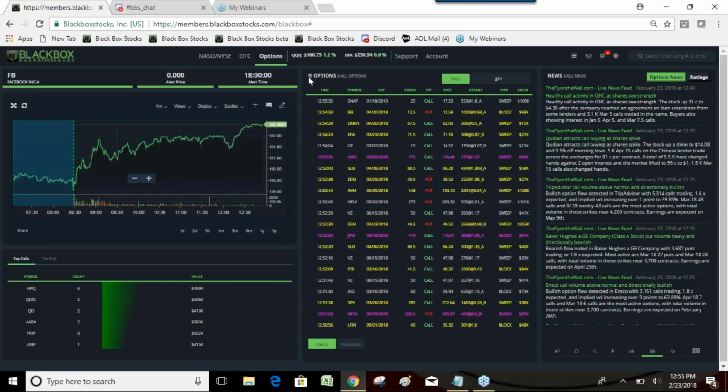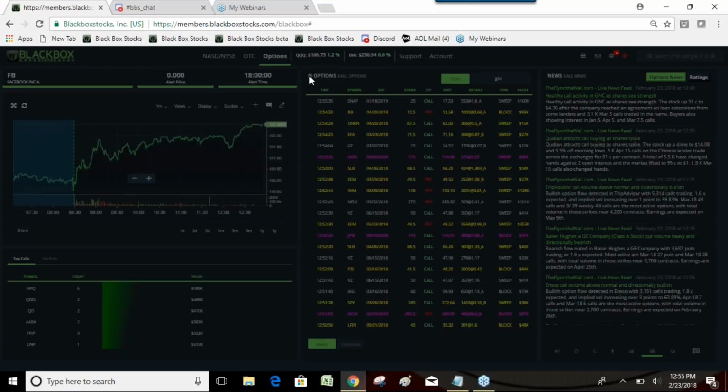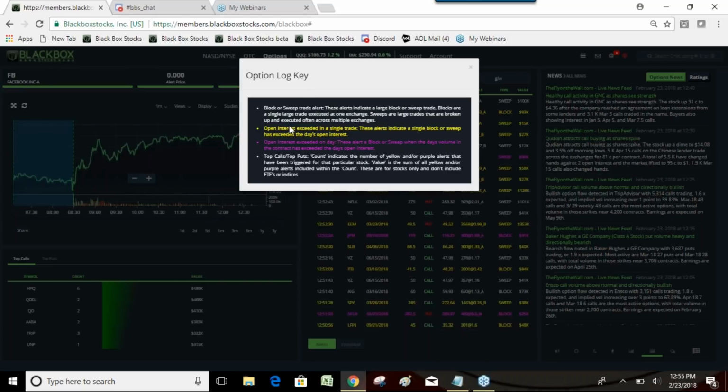Let me show you what these mean. Click the question mark. It tells you what blocks and sweeps are, what the yellow means, what the purple means, what the white means.